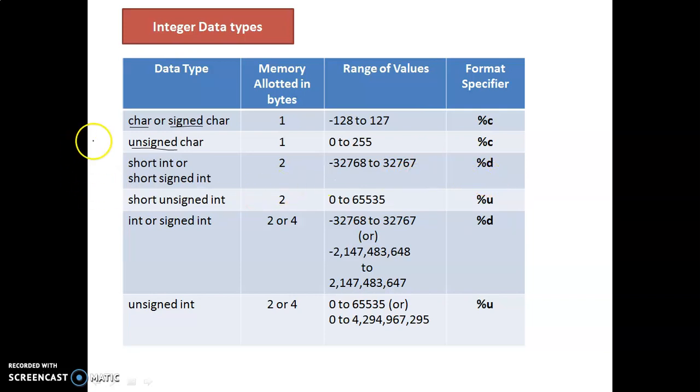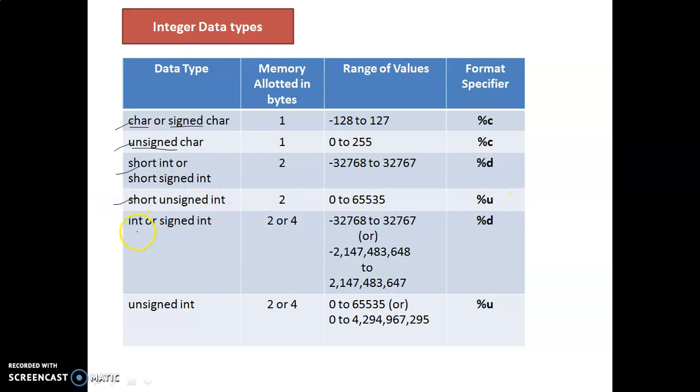So we have completed 3 things. Coming to the next one, short unsigned integer. Unsigned means, as I said in the previous case, it contains only positive values. Again, short unsigned integer occupies 2 bytes of memory. Its range of values is from 0 to 65,535. And the format specifier used for printing this value is %u.